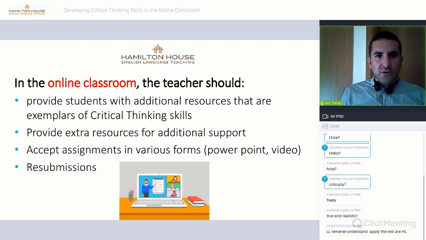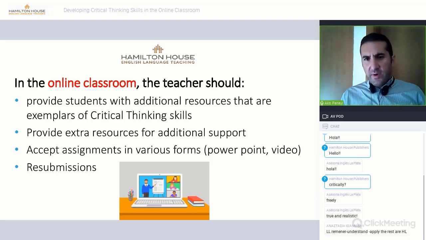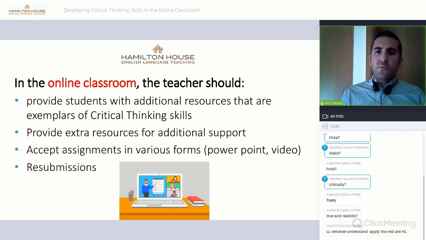You can accept, and you should accept, assignments in various forms like PowerPoint, PDF, Word document, even video. Some students might not be very good with PowerPoint, but they can record themselves. That's also acceptable. And resubmissions. Give them chances for retakes and resubmissions.